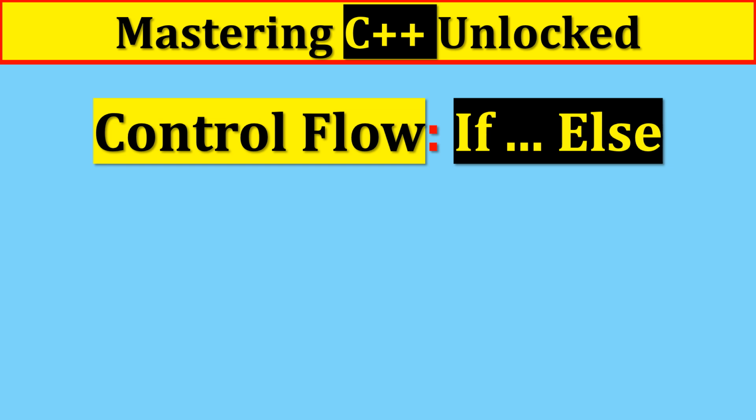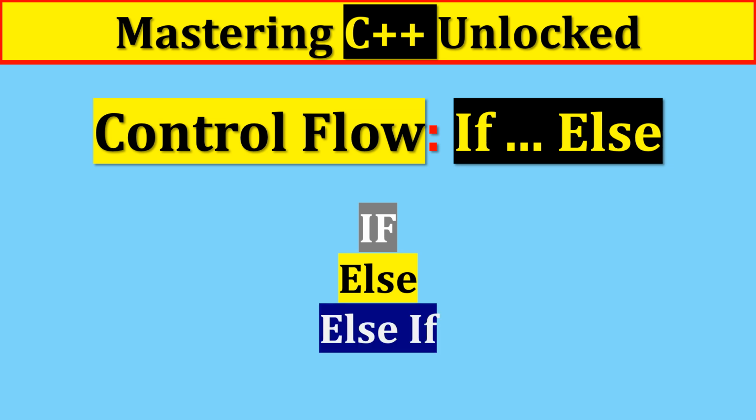We will cover the following key control flow structures in detail: if statements, else statements, else if construct, and switch statements. Let's explore how these statements work with examples and practical scenarios.